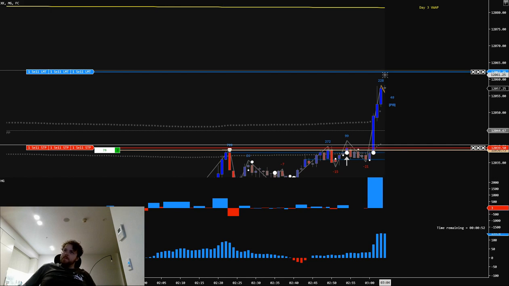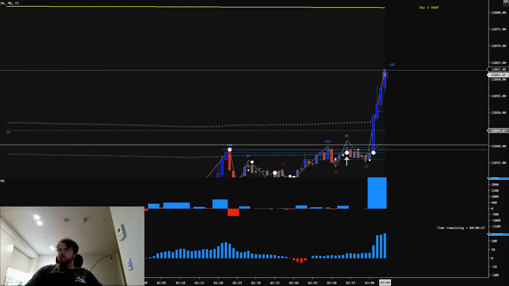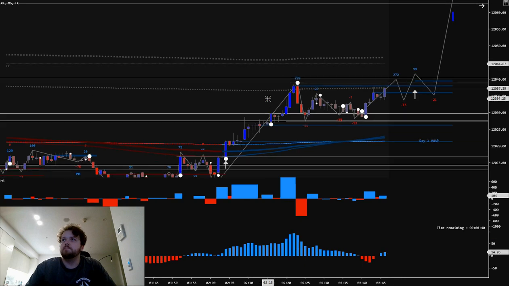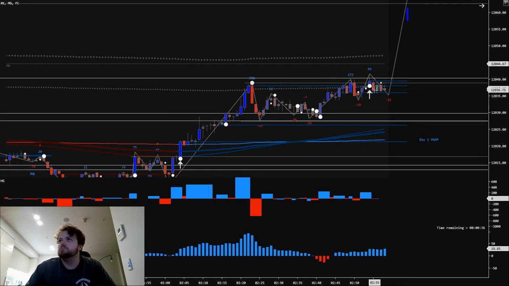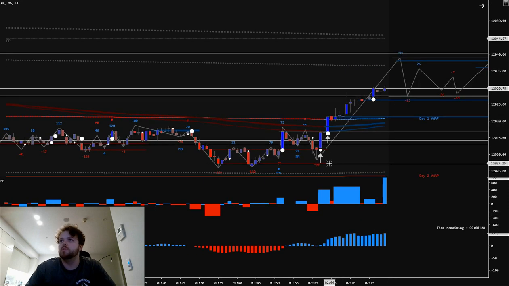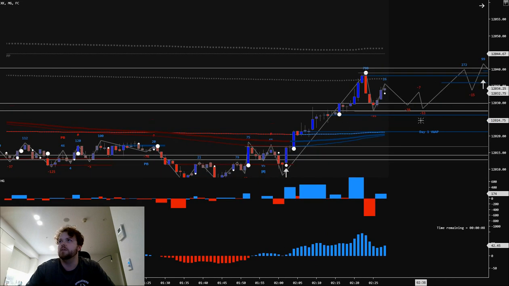I'll just quickly point out. There we go. So that's great. Great session. Almost got stopped out here. That's fine. So we took this breakout here, this one here, and that got out for the second target there, which was great.